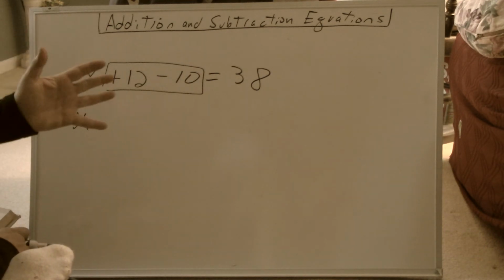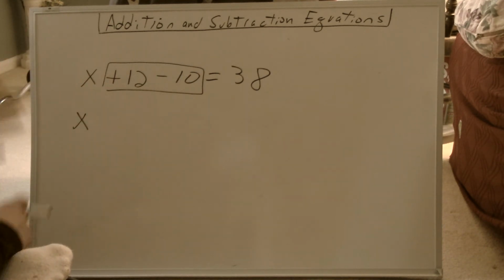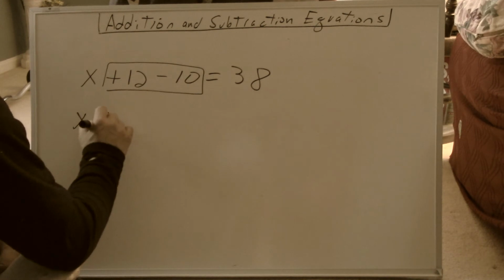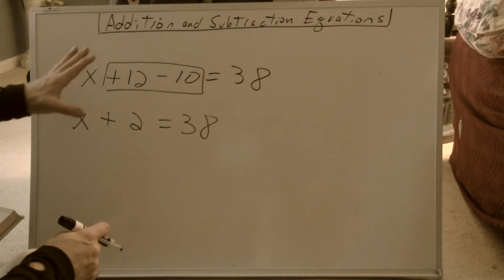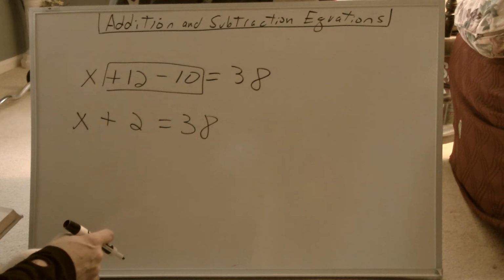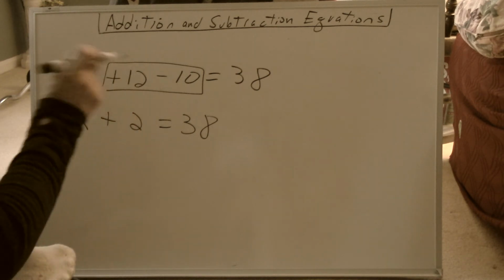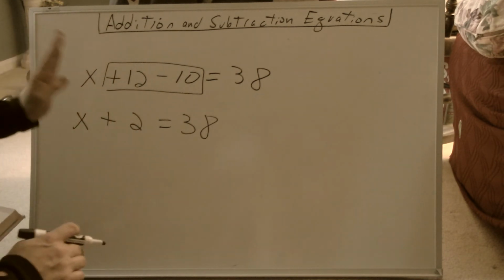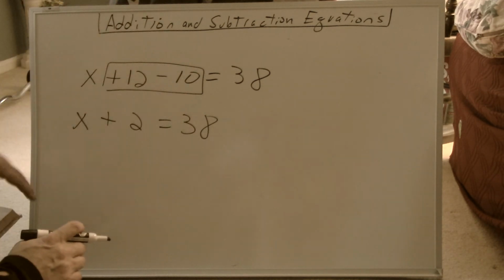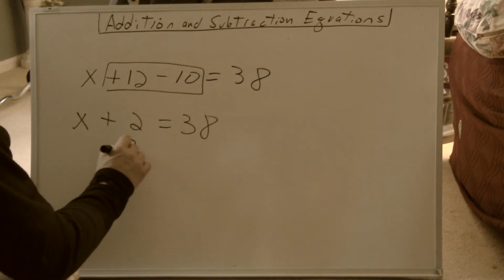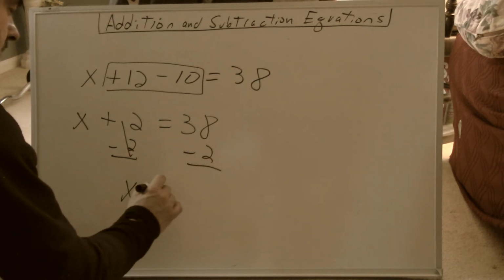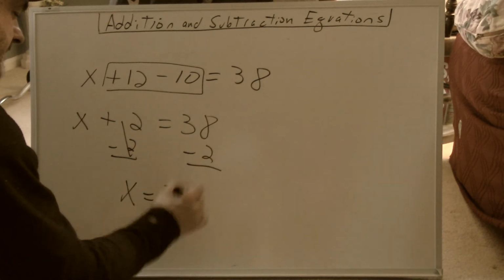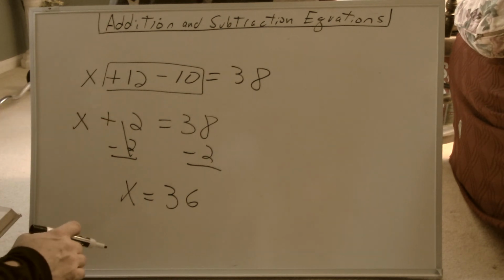Well, 12 minus 10 is what? 2, right? And a positive 2. So I combined the 12 and the 10, I got a positive 2. Now watch. Then I do inverse operation because now I want to bring the 2 to the other side of the equal sign. Minus 2, minus 2. X equals 36 because it's 38 minus 2.